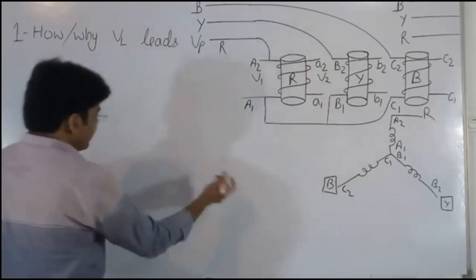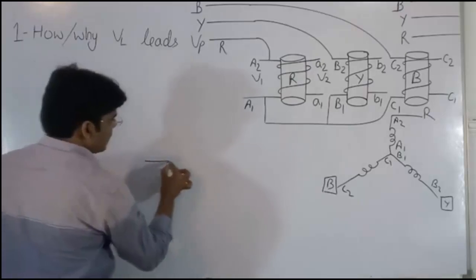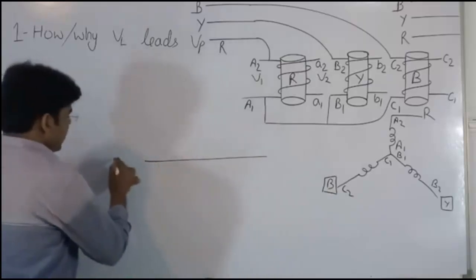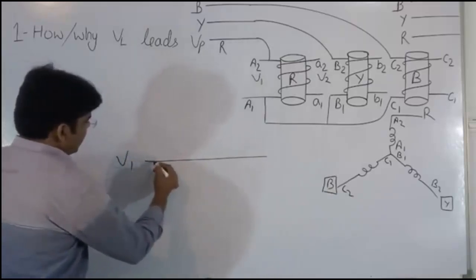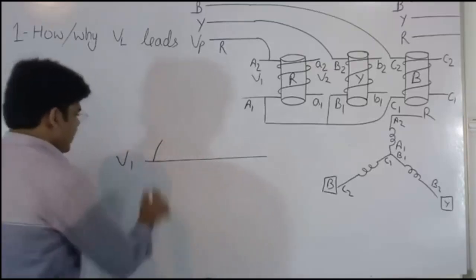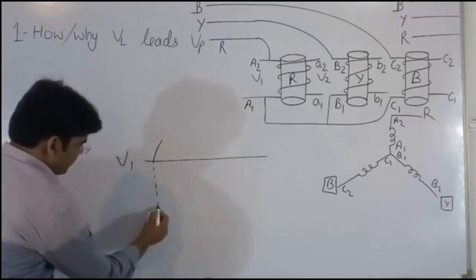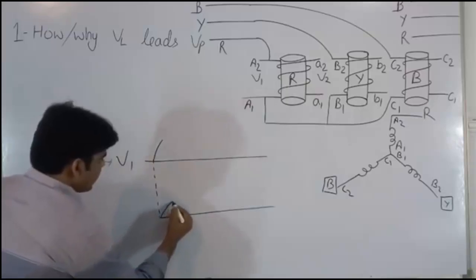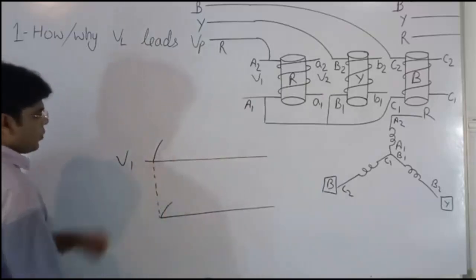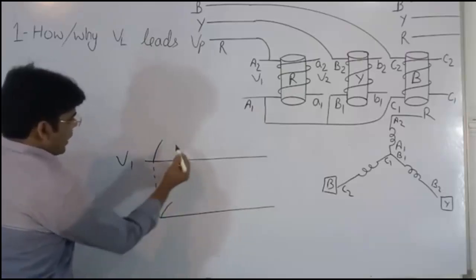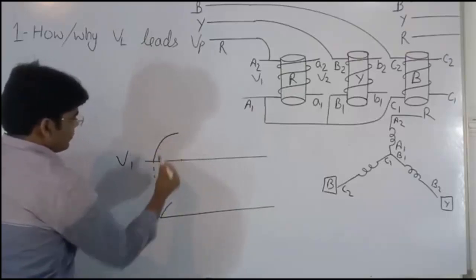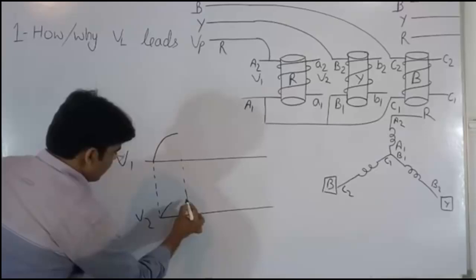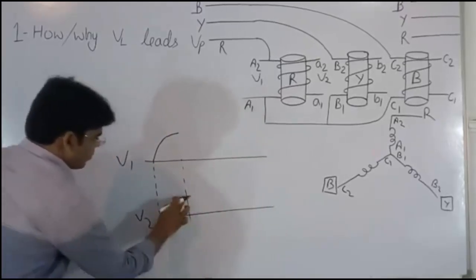It means, suppose if this is time, at any instant V1 increases, then at the same instant V2 will also increase. Suppose at this instant V1 attains its maximum value, at the same instant V2 will also attain its maximum value.